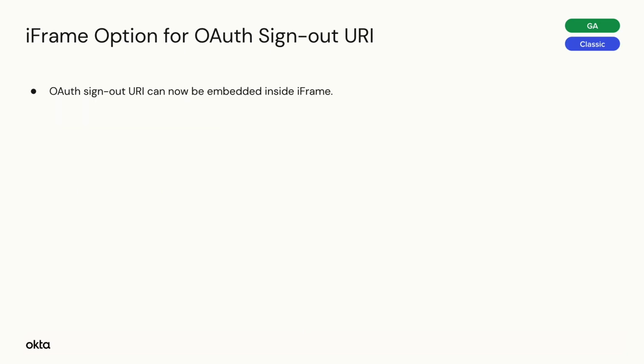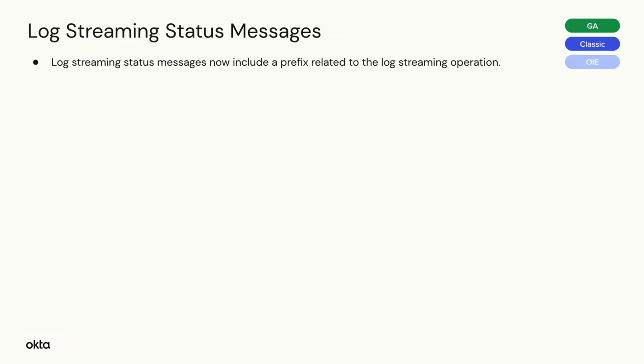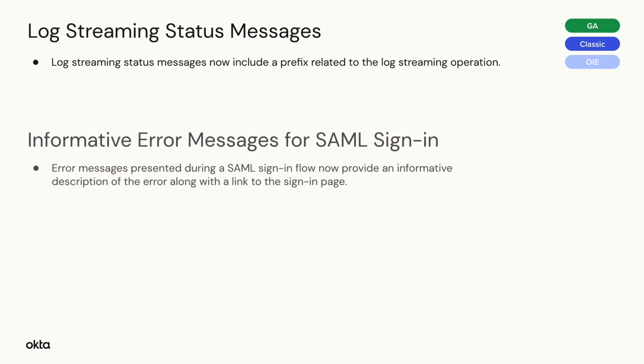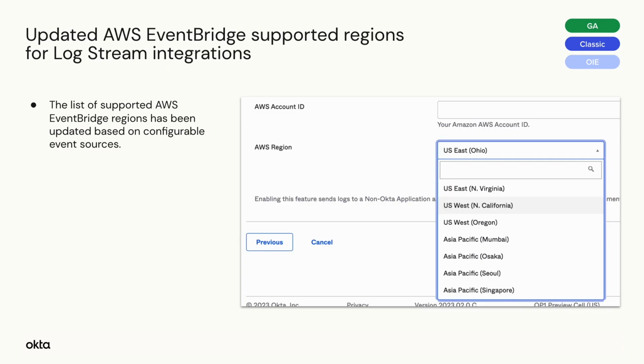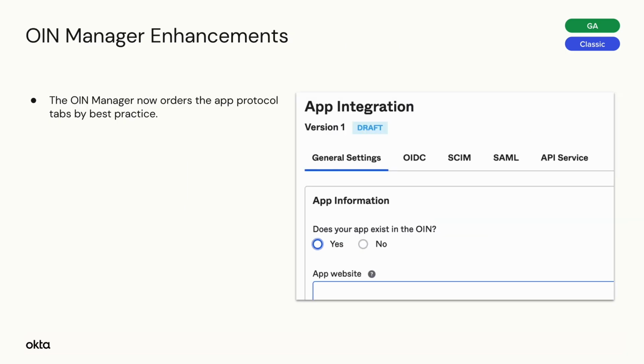An enhancement has been made so OAuth Sign-out URI can now be embedded inside an iFrame. Log streaming status messages now include a prefix related to the log streaming operation, and error messages presented during a SAML sign-in flow now provide informative descriptions of the error along with a link to the sign-in page. Log and stream integrations now include an updated list of supported AWS EventBridge regions based on configurable event sources. And finally, the OAuth Manager now orders the app protocol tabs by best practice.